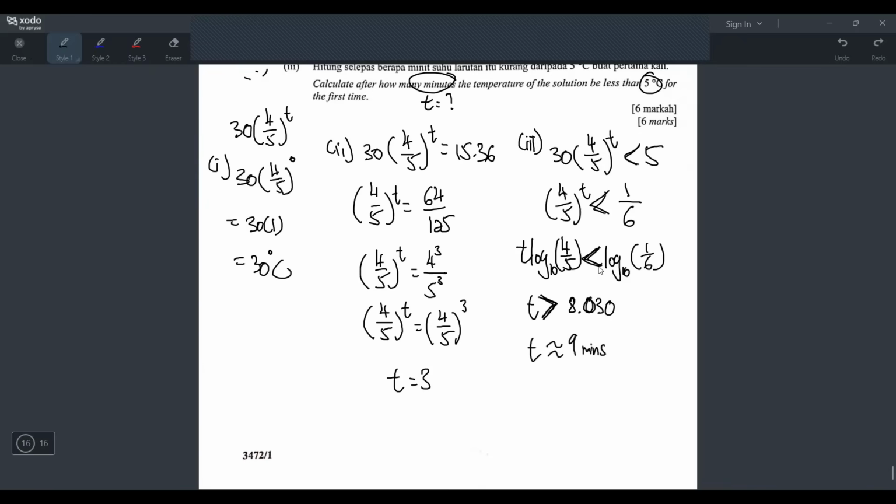And another thing to take note of here is if you forget to reverse this symbol, it will be wrong also, right? Because imagine if you write smaller here, then you write some other answer here, right? Then it's going to be wrong already.